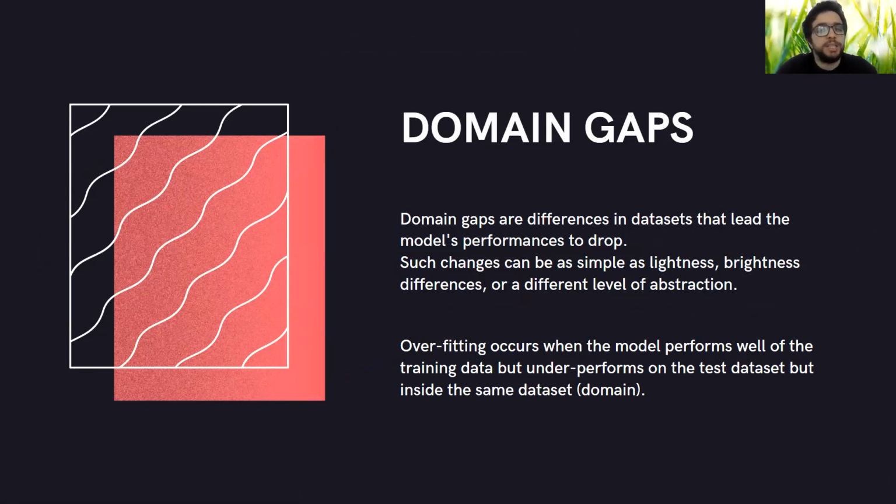It's very different from overfitting, which occurs between the model's training data and its testing data. For domain gaps, you have the training data, your model works very well. You have the testing data, your model works very well. When you deploy, your model doesn't work very well. So this is the domain gap. Whereas with overfitting, your model works very well on the training data, but doesn't work well on the testing data. We don't even speak about deployment, right?